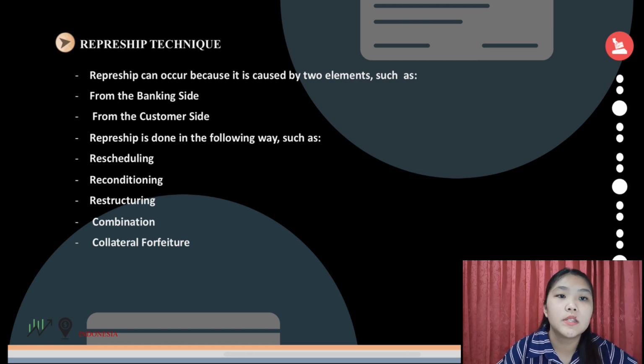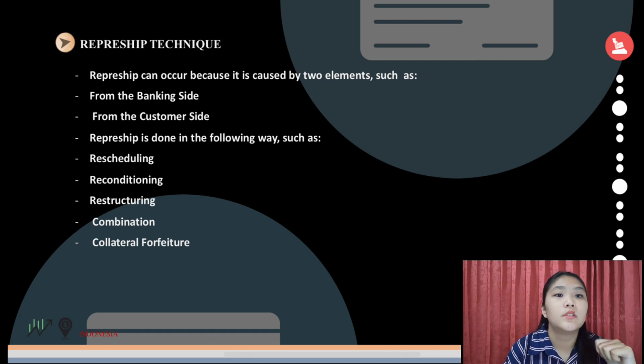And the rescue is done in the following ways. Number 1, rescheduling, which can extend the credit term and extend the installment period. And then number 2, reconditioning, such as capitalization of interest, postponement of interest payments until a certain time, lower interest rates, and interest exemption.